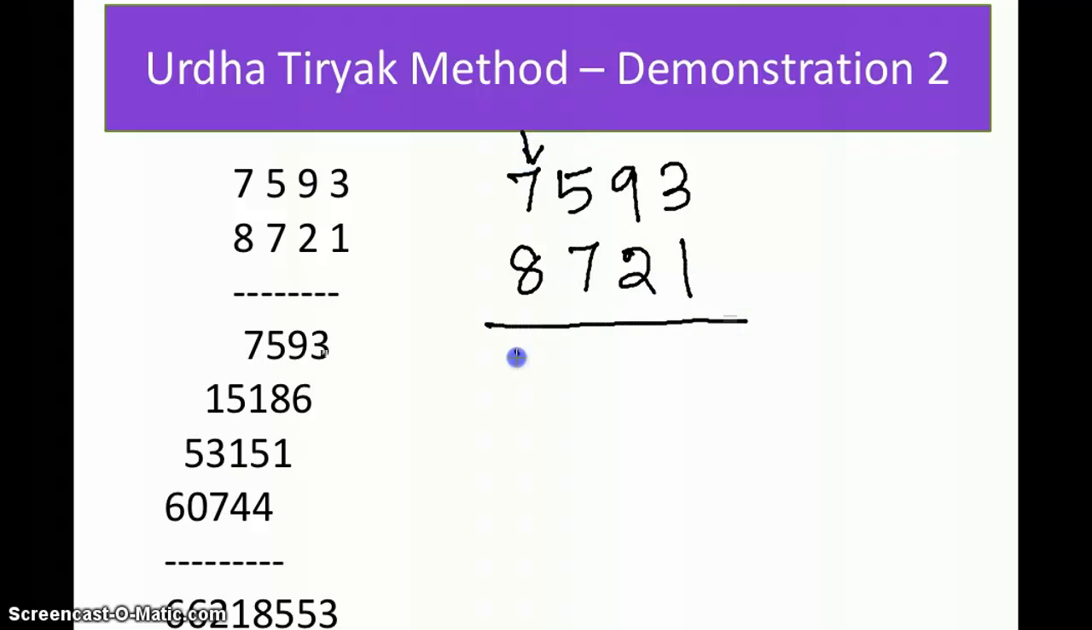So 7 8s are 56, I just write 56. Next is 7 7s are 49 plus 8 5s are 40. 40 plus 49 is 89, I write 89. Next thing comes is this, taking 3 numbers altogether. So 7 2s are 14 plus 8 9s are 72 plus 7 5s are 35. That gives me 121. So while writing 121, I need to write it like 1 2 1.